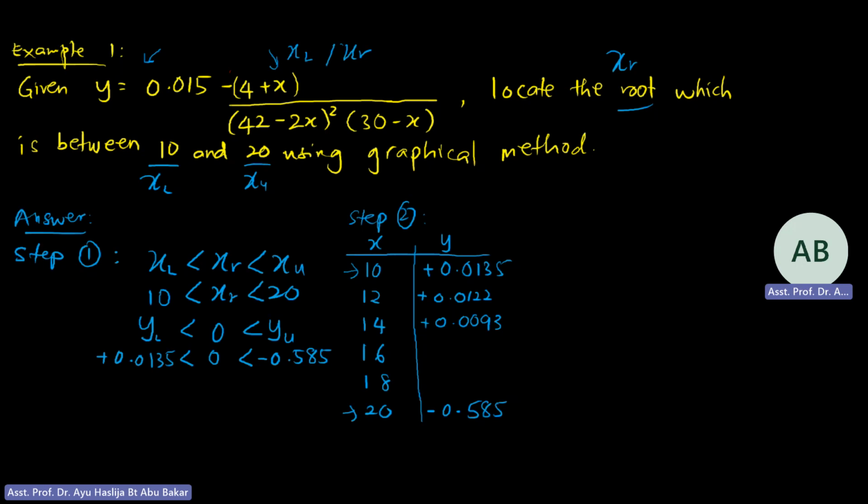Okay, what you get for 16? Correct. Positive or negative? Okay, at 16, still positive. Have you calculated for 18? What you get? Come again? Negative 0.29.